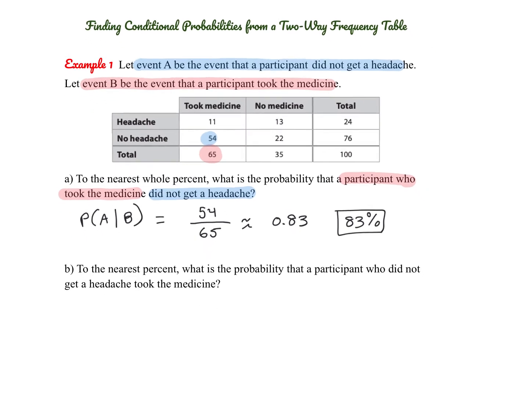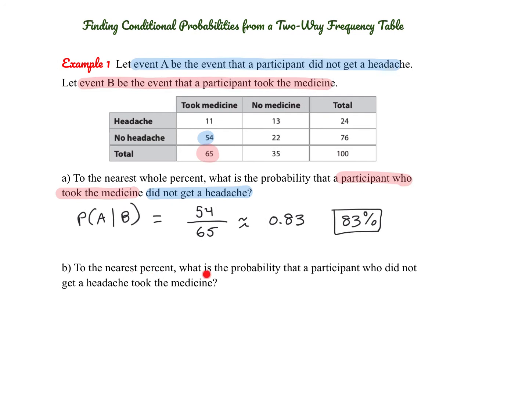Okay, now let's look at part B. This is to the nearest whole percent. What is the probability that a participant who did not get a headache took the medicine? So in this case, the condition is that the participant did not get a headache. And so given that condition, what's the probability that they took the medicine? So in this case, we're finding the probability of event B given A.